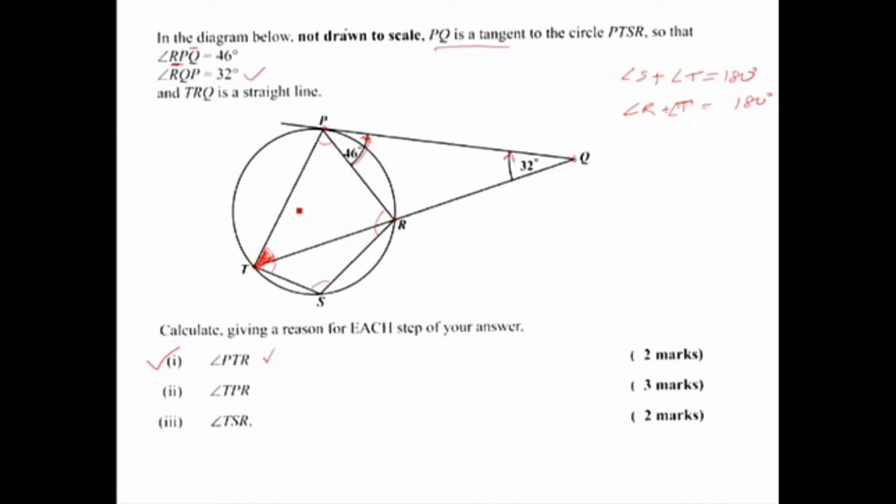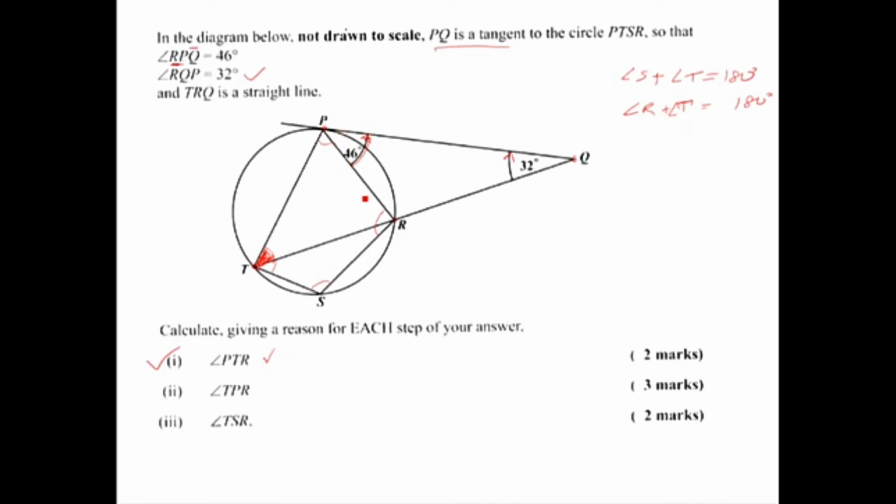And how are we going to do that? So we need to look at what we have so far. What I noticed is that this is actually a tangent. It's a tangent, and here we have this angle. This angle 46 is between a tangent PQ and the chord PR. So this 46 degrees is between a tangent and a chord. And what did we know about a tangent and a chord?